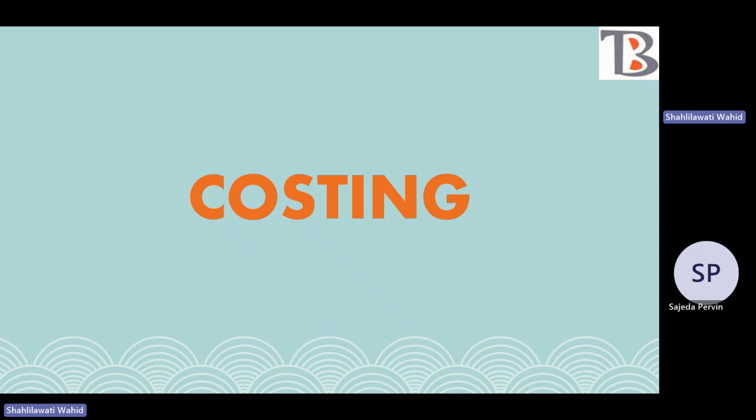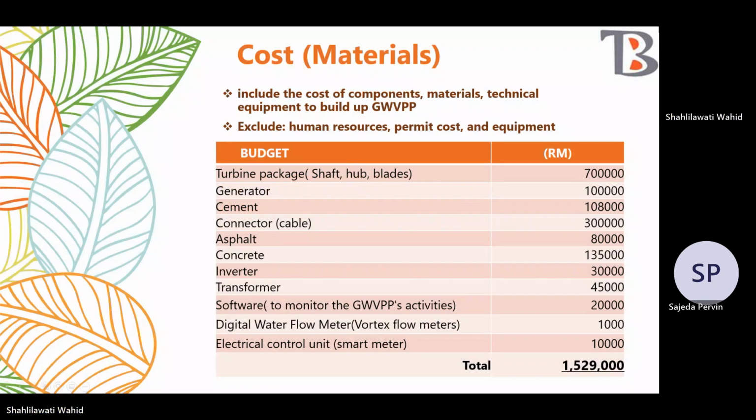The next part will be the cost. This table shows all the material costs, component costs, and technical equipment to build up GWVPP. We are going to build 2 GWVP, so all the costs are calculated in 2 sets. The total material cost will be about 1,529,000 ringgit.